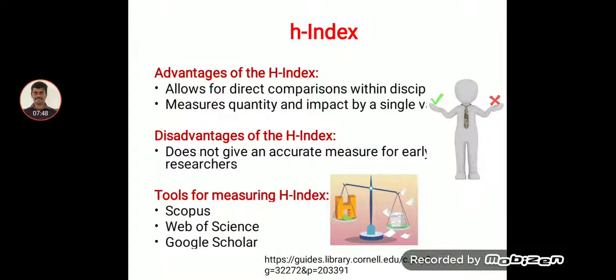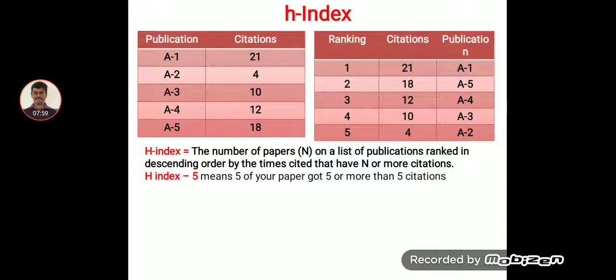The tools for measuring the H index are Scopus, Web of Science and Google Scholar. Each of these databases gives its own H index for the authors. Coming on to the example for the H index. In the first table you can see the author has 5 publications, A1, A2, A3, A4 and A5, and the citations of each publication are given in the other column.